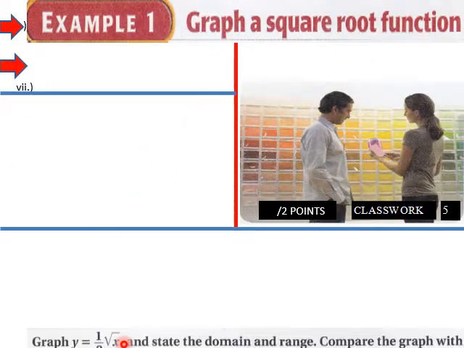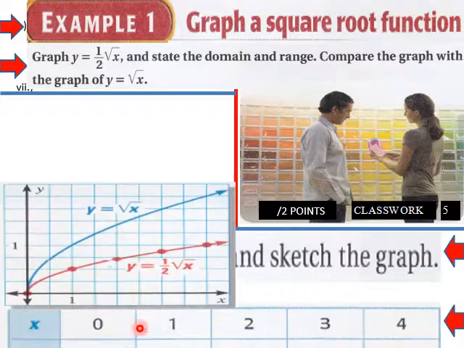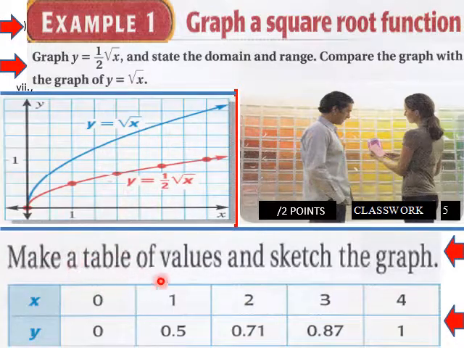Okay, graphing a square root function now. So graph y equals 1/2 radical x and state domain and range. Compare it with a graph of y equals radical x. Make a table of values. Here's your table of values for this function here. Y equals 1/2 square root of x.